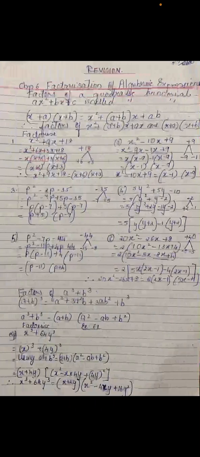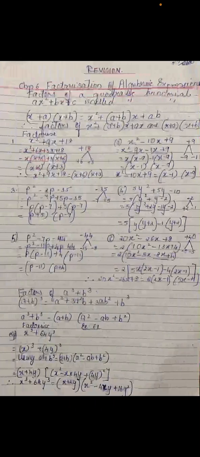4. Now let us find out the factors of a cube plus b cube. Now the expansion of a plus b the whole cube is a cube plus 3a square b plus 3ab square plus b cube. So a cube plus b cube is equal to a plus b into a square minus ab plus b square. So these are the factors.